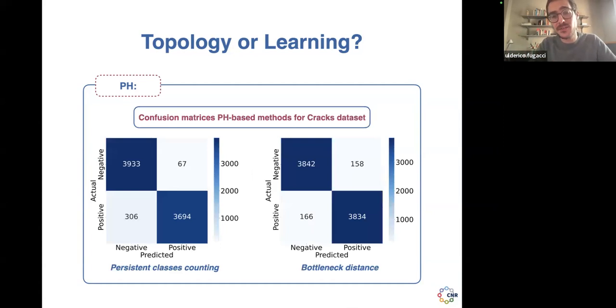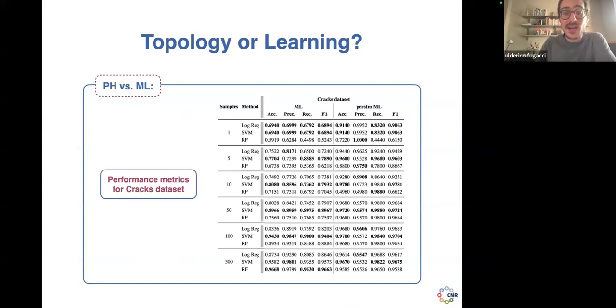In terms of confusion matrices, we can see that choosing the bottleneck distance as the classification tool provides a more balanced classification between positive and negative examples. So if one has to choose one of the 2 methods, obviously I would suggest the second one, the bottleneck distance. Let's try to introduce the machine learning methods in this kind of analysis.